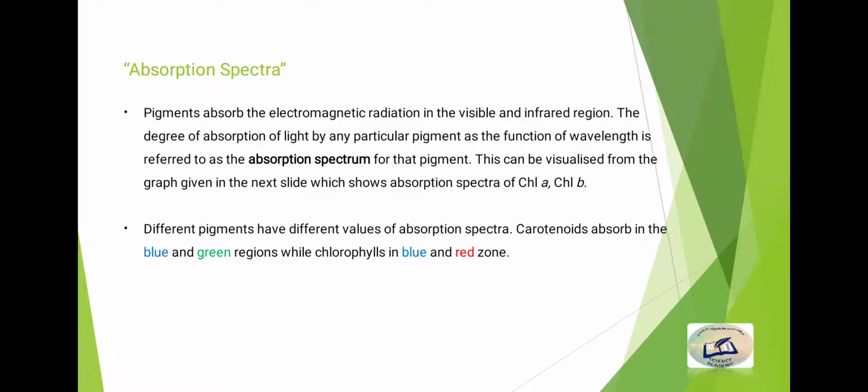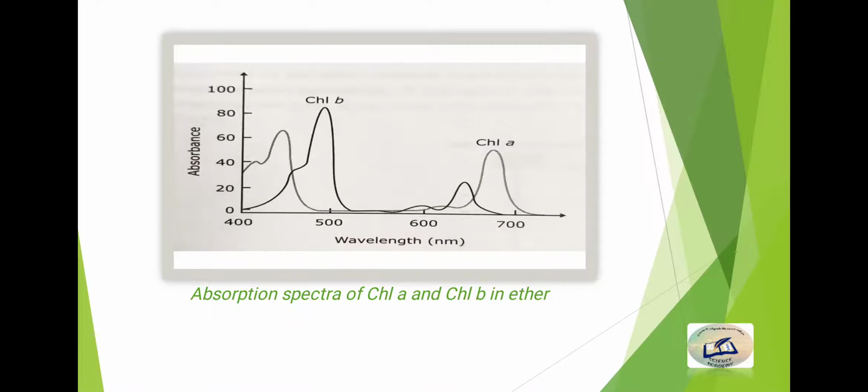Carotenoids absorb in the blue and green regions, while chlorophylls absorb in the blue and red regions. You can visualize the two different lines in the graph given in this slide for the two pigments we have taken into account, chlorophyll A and chlorophyll B. We can see how much variety there is in the absorption of both pigments at approximately 500 nanometers, where chlorophyll B has maximum absorbance in comparison to chlorophyll A, and the vice versa is noted around 700 nanometers approximately, where chlorophyll A has maximum absorbance in comparison to chlorophyll B.